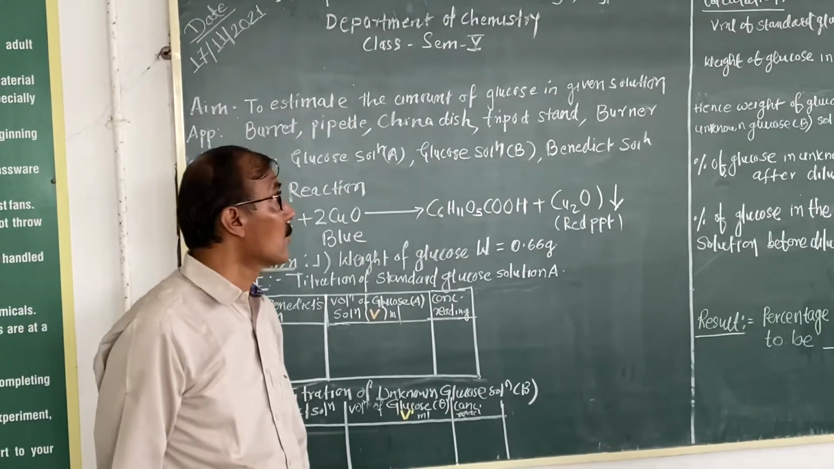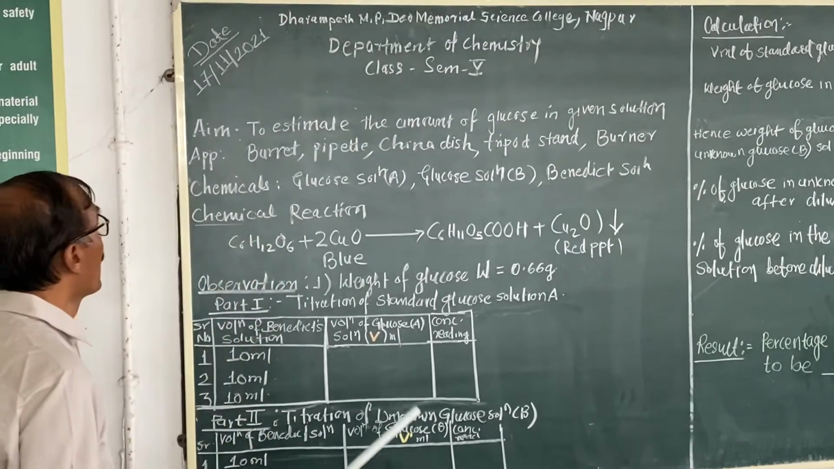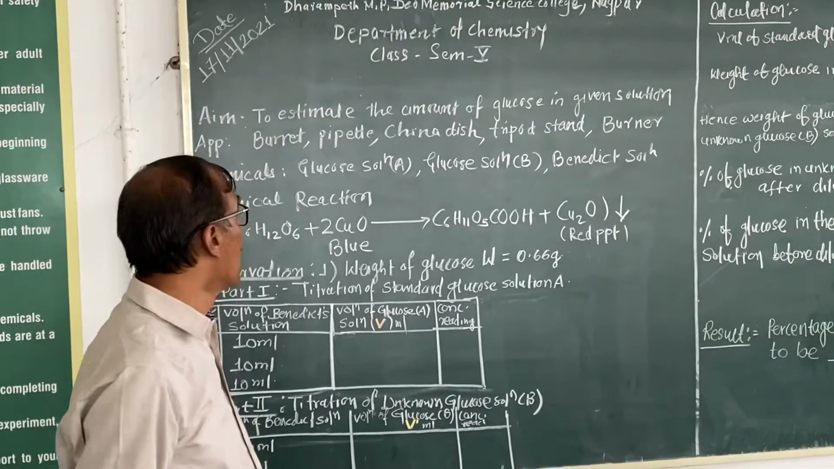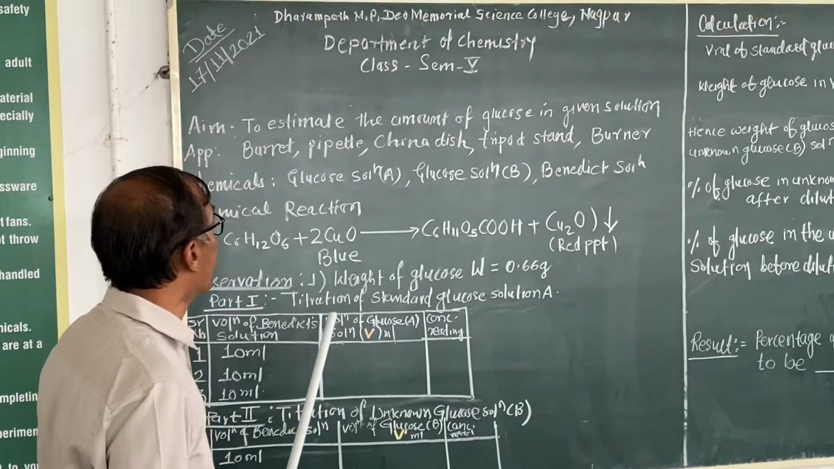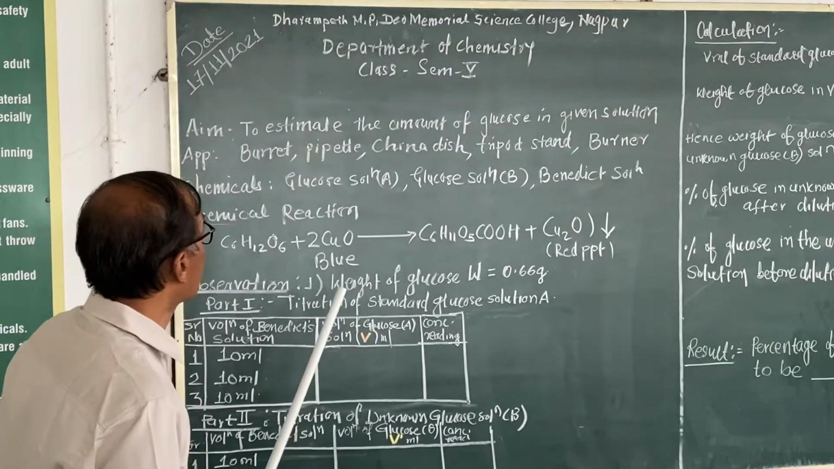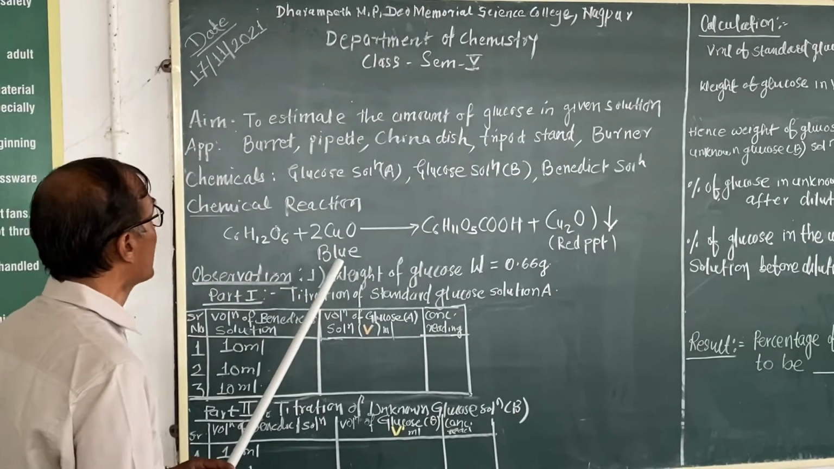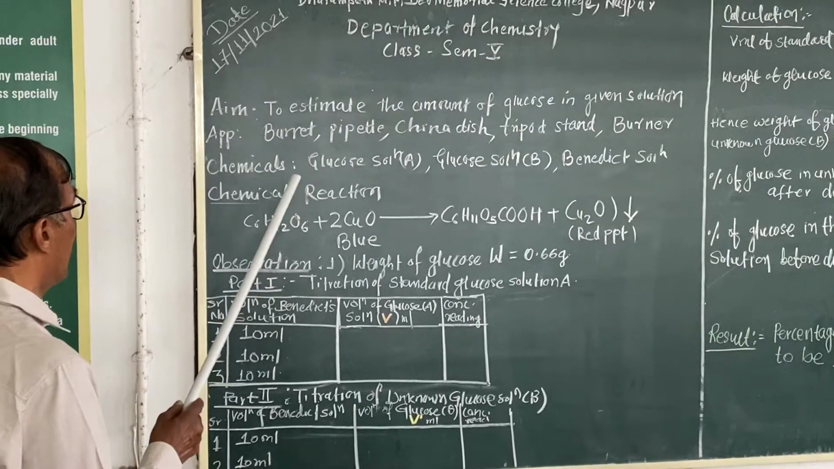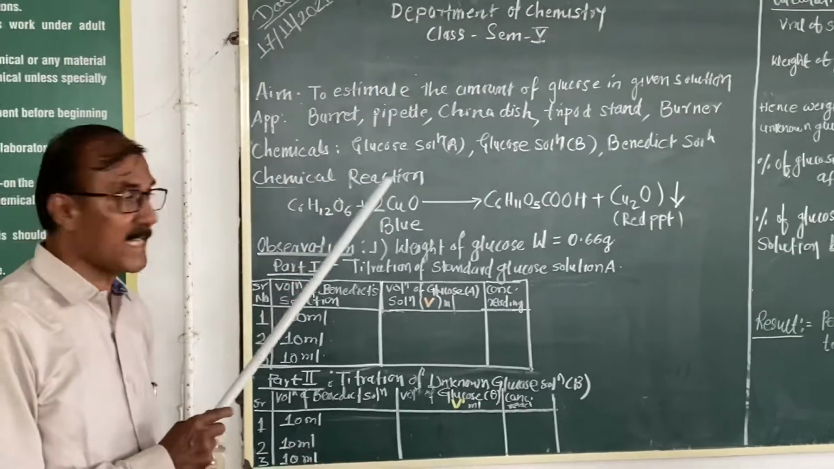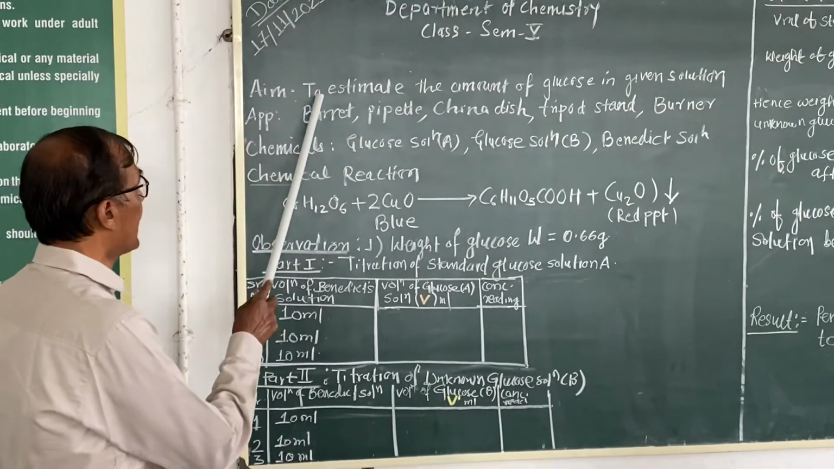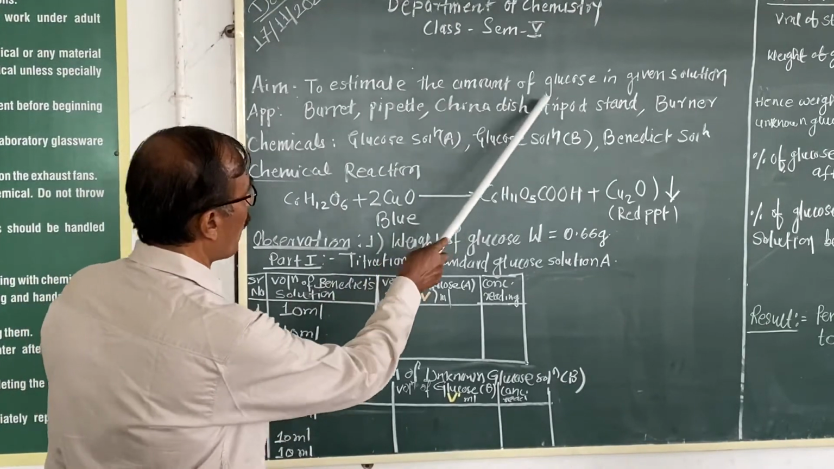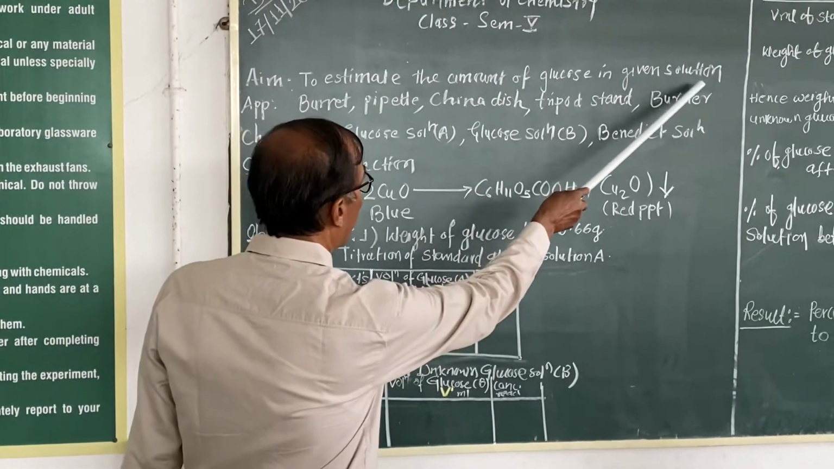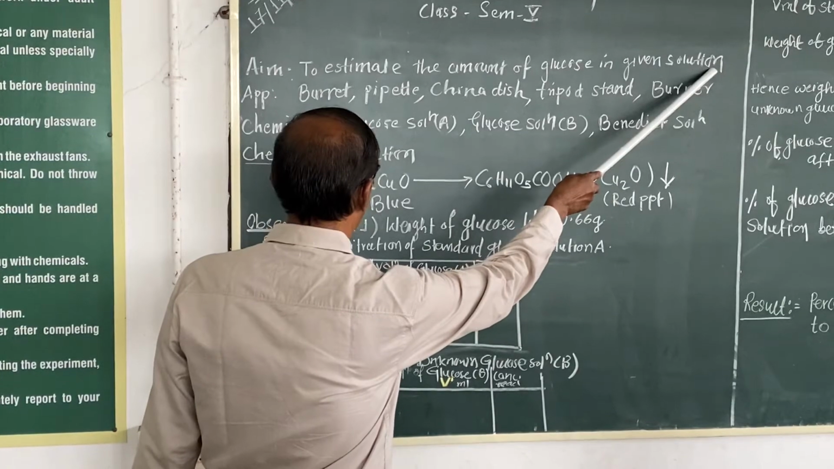Good afternoon to everybody. So now we will start the chemistry practical for the semester 5. We will start first with the organic chemistry practical. The aim of the first practical is to estimate the amount of glucose in a given solution by Benedict solution.